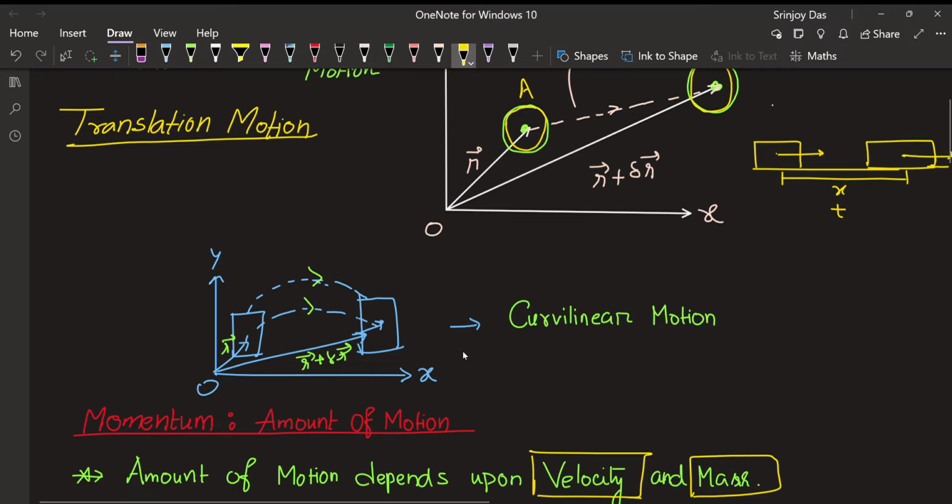What is a curvilinear motion? This center is moving from here to here in a curvilinear path. A curvilinear path curves; the motion which follows the curve path is a curvilinear motion.